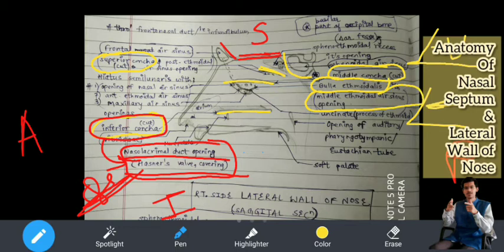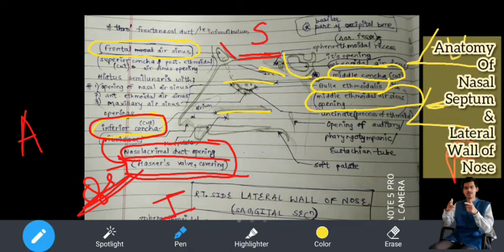Just now I said the frontal air sinus; this is the frontal air sinus, I will put it in yellow. What I will do, I will erase the superior concha labeling, and now we will go with yellow color. See, frontal air sinus. This is opening where? Here. Can you see?